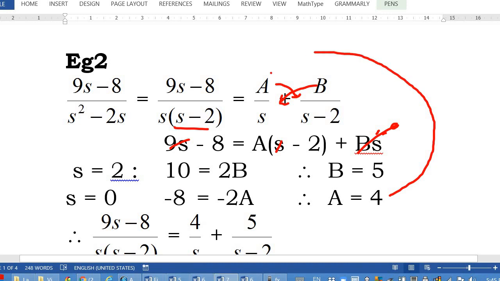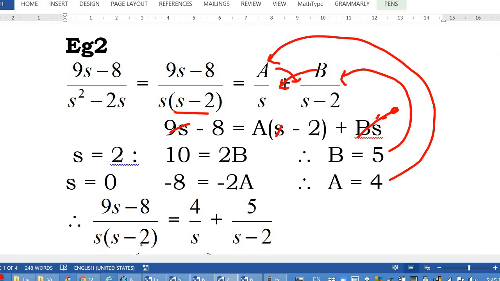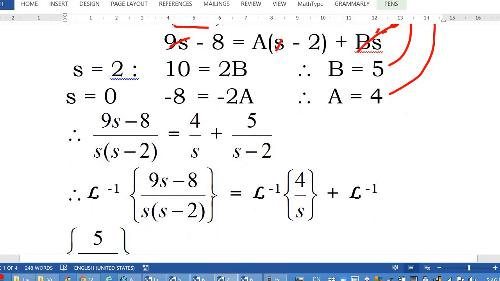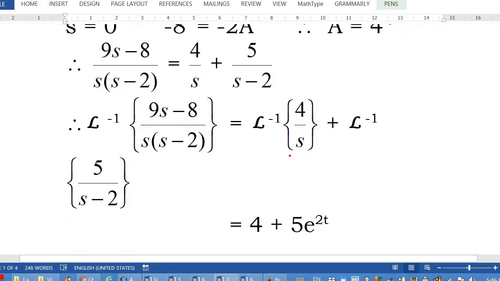So you plug in a equal to 4 here, and then b equal to 5. Then you can decompose 9s minus 8 over s minus 2 equal to 4 over s plus 5 over s minus 2. Hence, the inverse Laplace transform of 9s minus 8 over s minus 2 will be equal to the inverse Laplace transform of 4 over s plus the inverse Laplace transform of 5 over s minus 2. The inverse Laplace of 4 over s will get 4. The inverse Laplace of 5 over s minus 2 will get 5 times e to the power t.